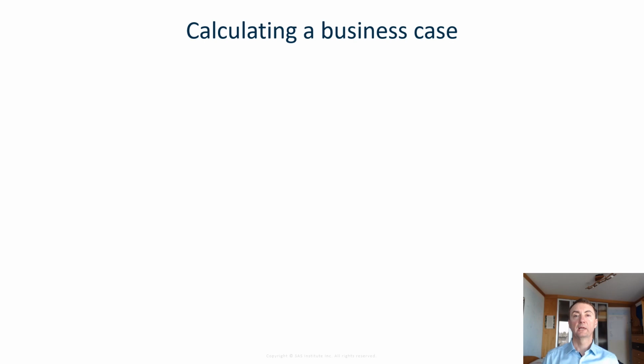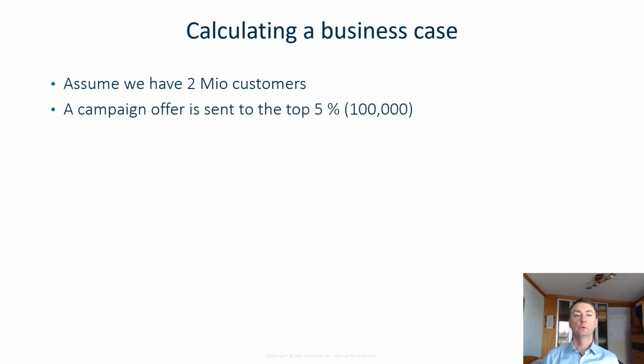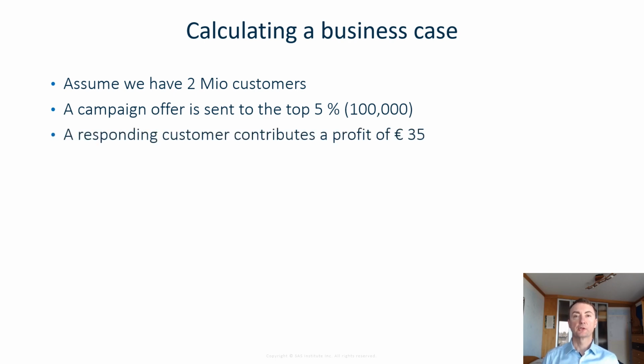It is very simple to calculate such a business case. Let's do the following simple calculation together. Assume we have 2 million customers in our customer database. Usually a campaign offer or a campaign initiative is sent to the top 5% of those with the highest response score, which means that the campaign offer is sent to 100,000 customers. If a customer responds and buys something or subscribes for services at our company, we calculate with an average profit of 35 euros.